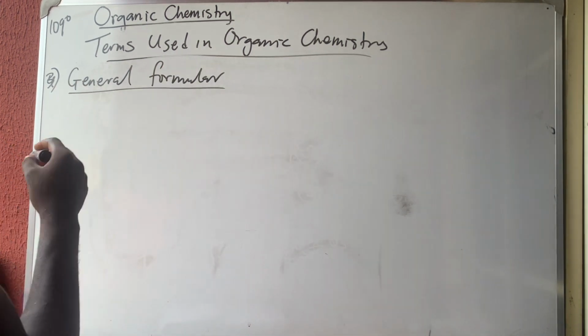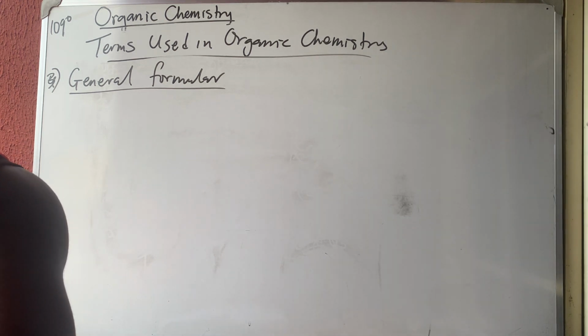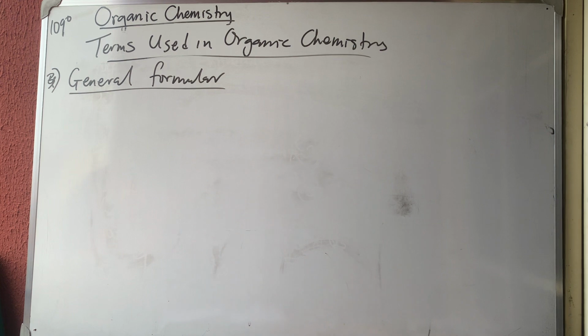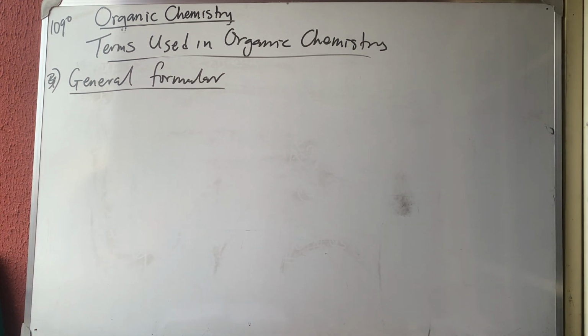Okay. Now, for the general formula, you need to know the general formula of all the homologous series. I'm going to give a table on that. You need to take time and know it by yourself. During the table, I'll be explaining them for you, but we have to solve some calculations involving those general formulas.